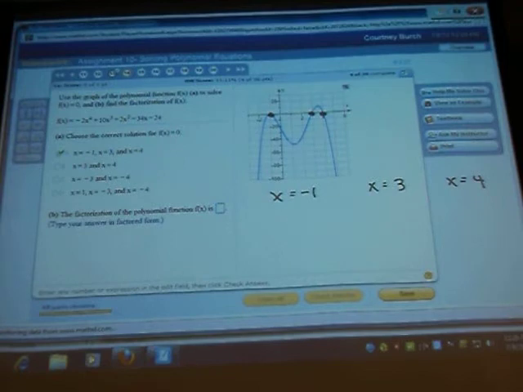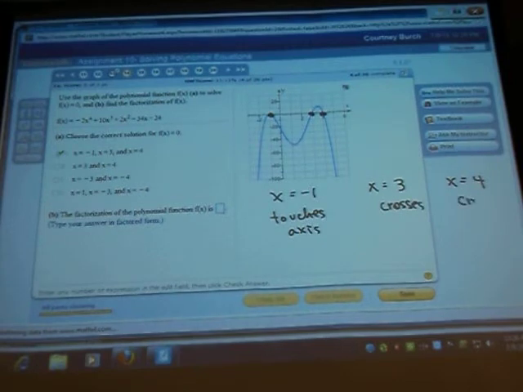What happens to the graph at negative 1? It doesn't cross, it just touches the axis. So you know that it's doubled. There are 2 values of that one. The other 3 cross. Okay? So negative 1 is my repeated 0.